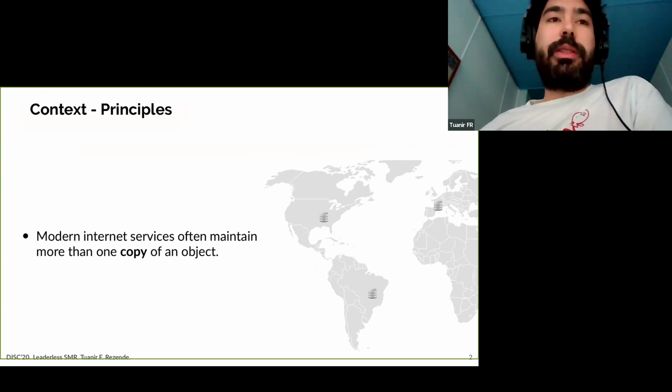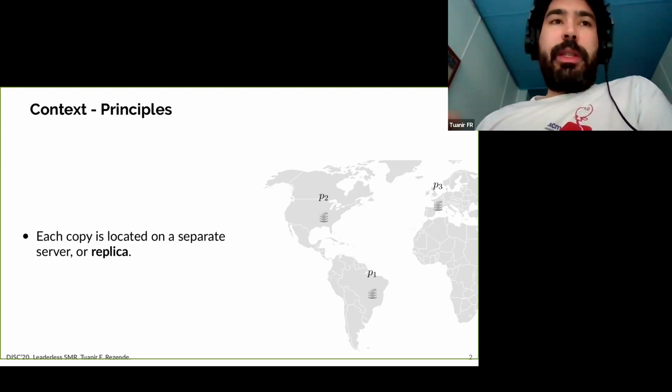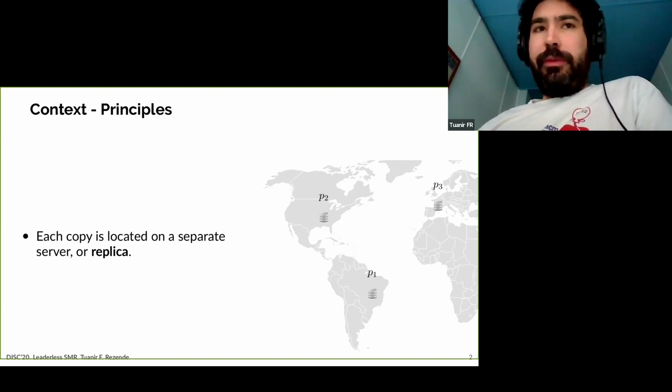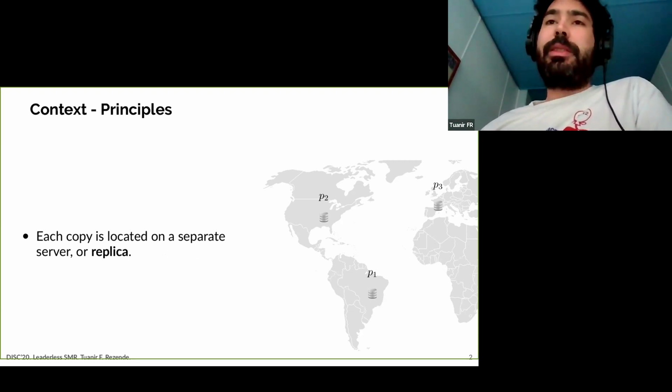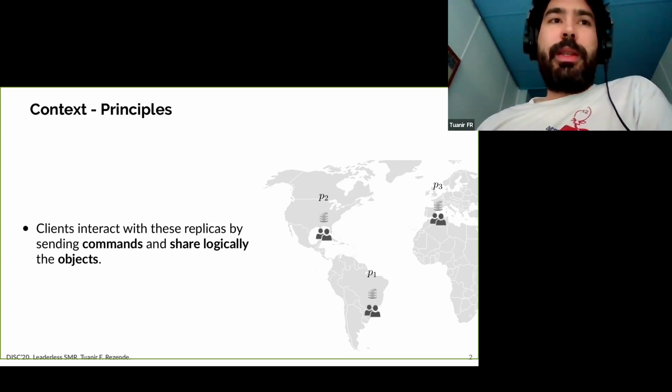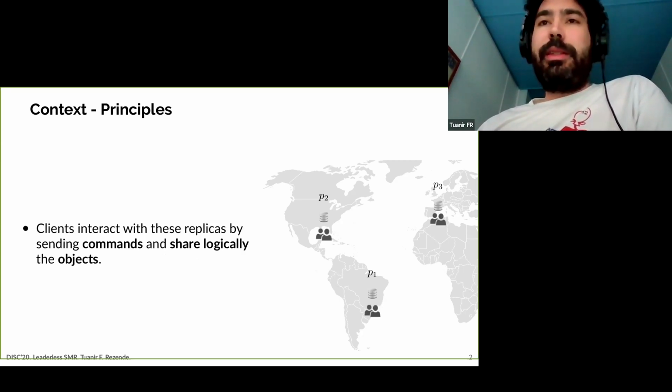So we consider modern internet services today, they often maintain more than one copy of an object. So this can be observed on the right. We'll consider this little database on the right. And each copy is located on a separate server or a replica. This is expressed by P1, P2, and P3 as an example. And clients interact with these replicas by sending commands, and they logically share these objects.